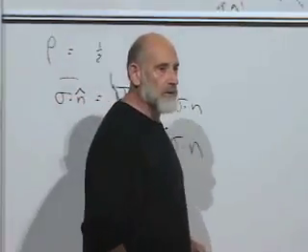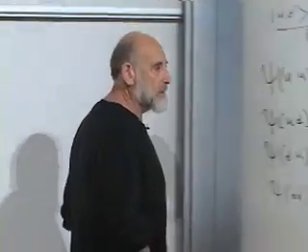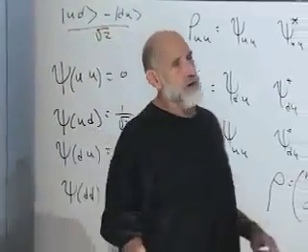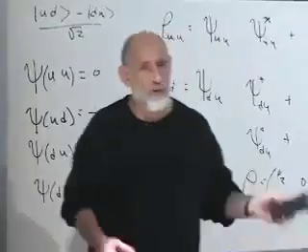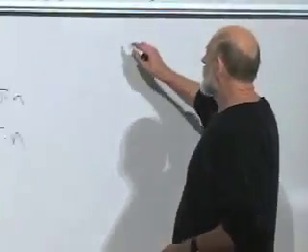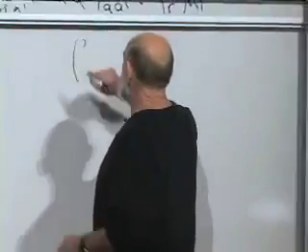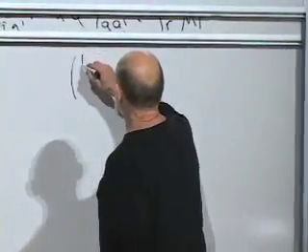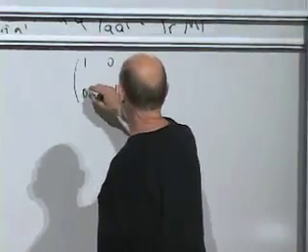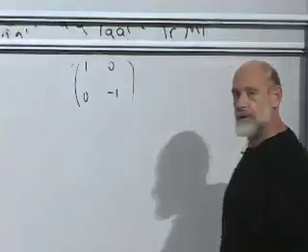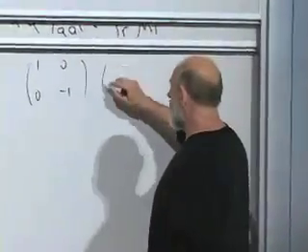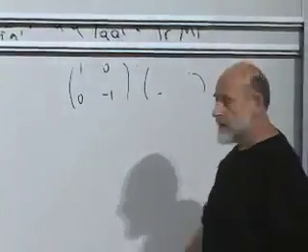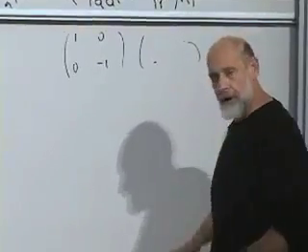What's the trace of sigma dot n? Anybody know? 0. The trace of every one of the sigma matrices is 0. Let's just check that. Trace of sigma 3 is 1 minus 1. Its trace is 0. The others are all off diagonal. They also have no trace.